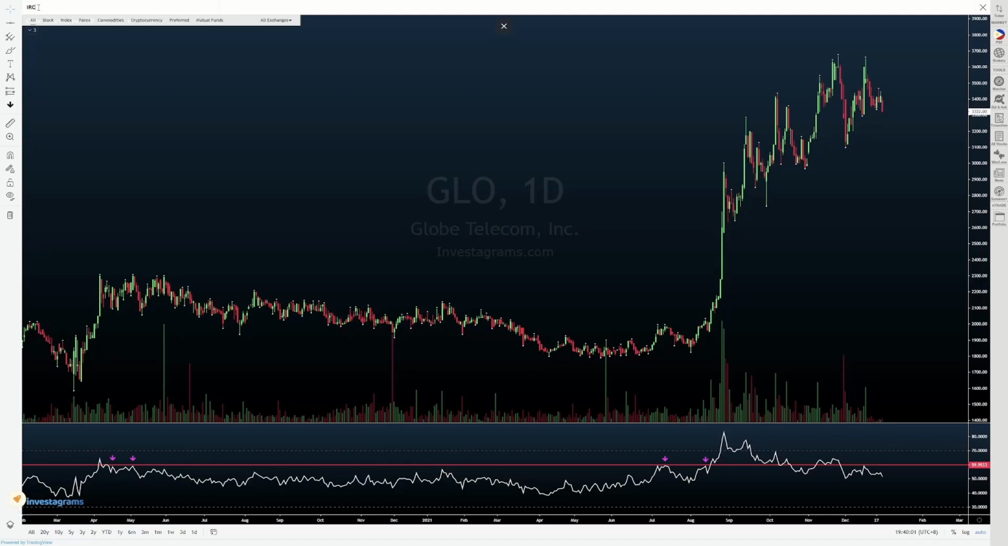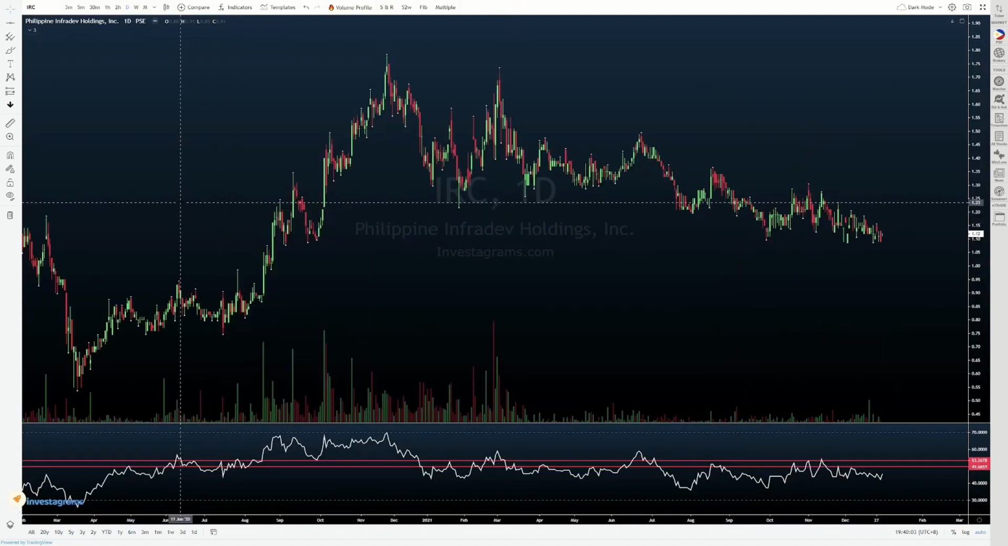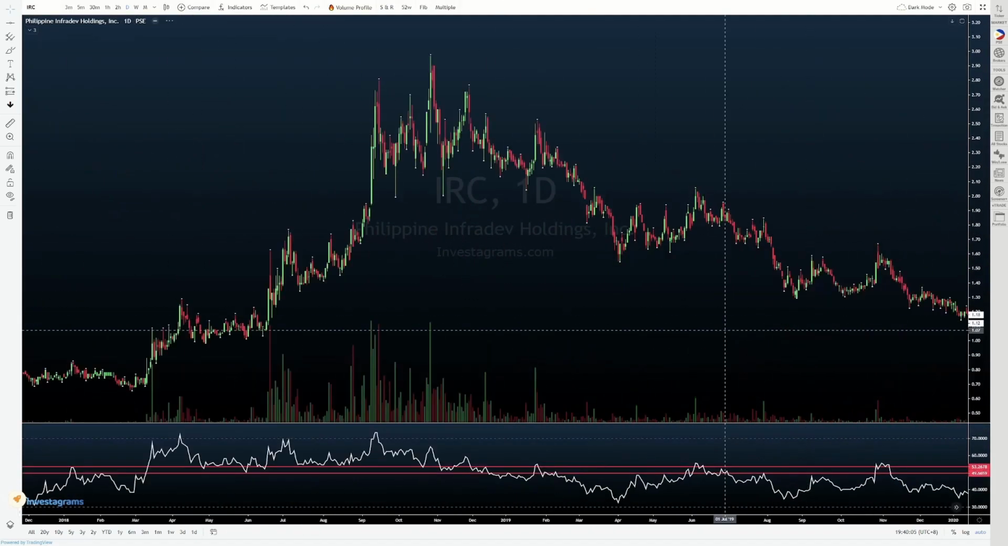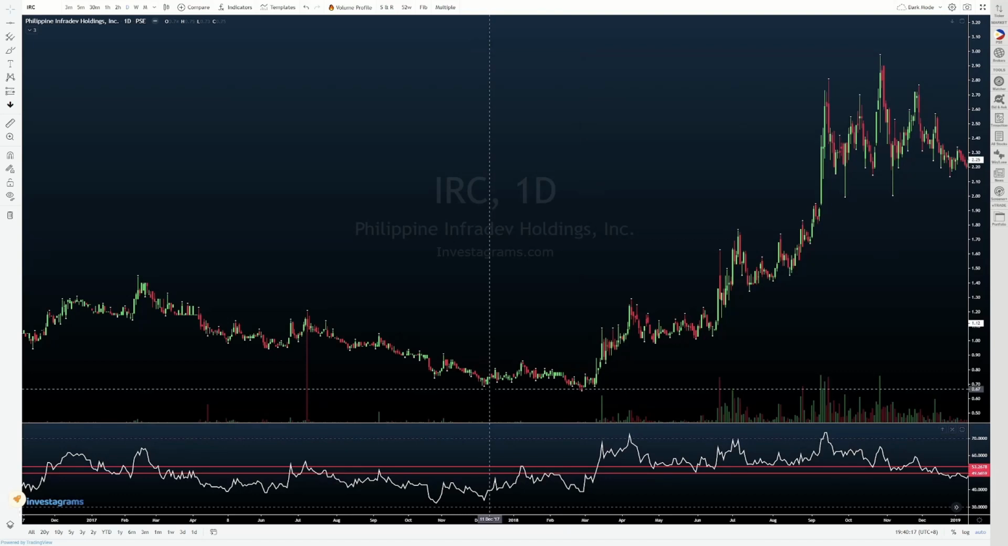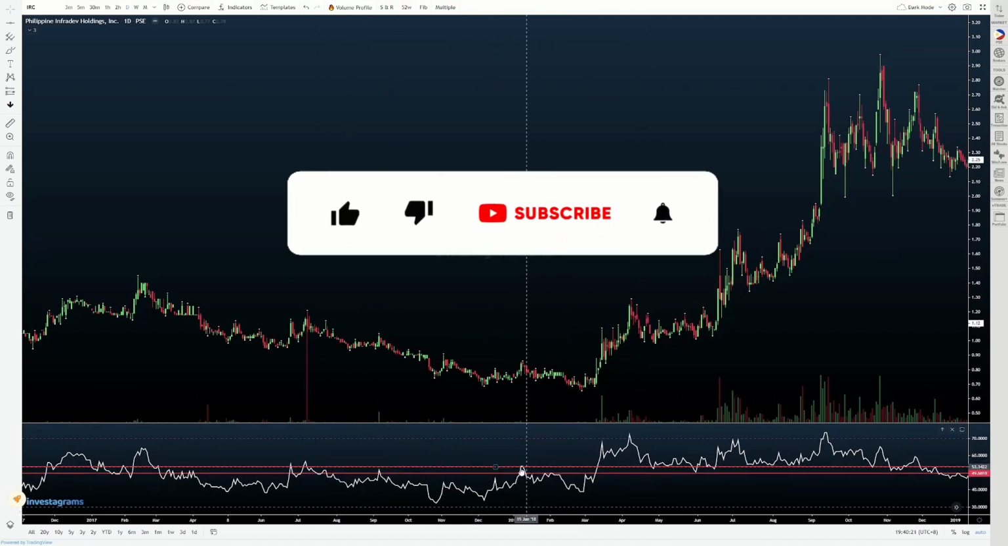IRC naman. So, napapansin nyo, pumipili ako ng mga example. Tinatry kong pumili ng mga example from different time frames, no? So, this was way back from 2018 pa. I just wanted to show you na kahit na 2018 pa yan o 2021, the concept works. Okay? Now, dito, dinrawing ko yung RSI wall as an area.